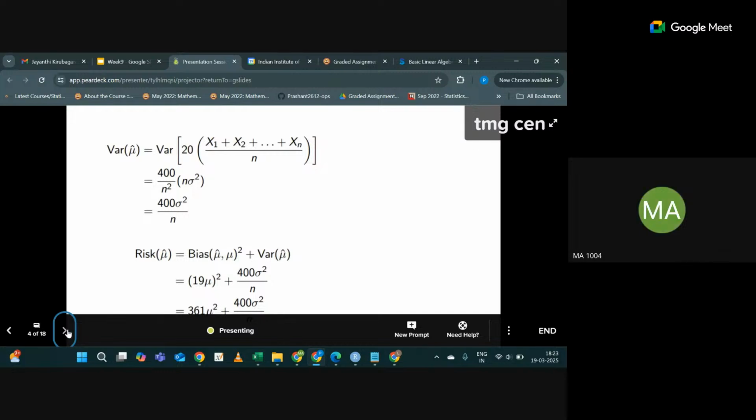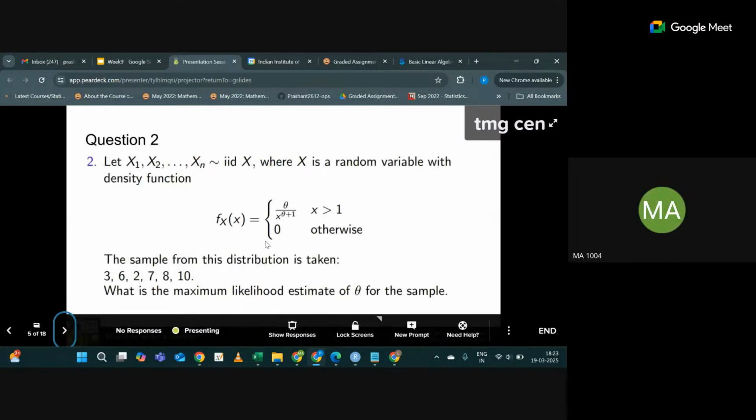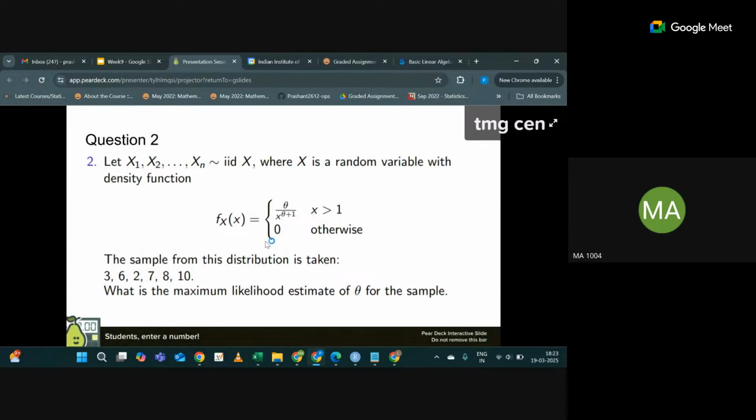The same answer we got. Okay. So question number 2 is based on maximum likelihood estimate of theta for the sample. The information is x1, x2, ..., xn are i.i.d., and x is the random variable with density function.